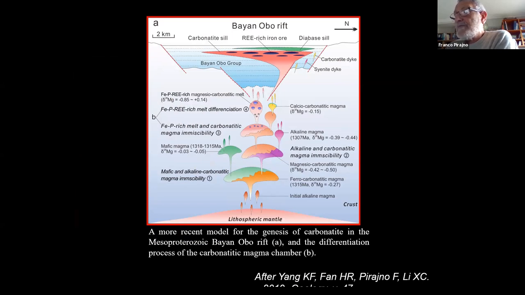You have a series of mafic alkaline carbonatitic intrusions that come all the way up, and eventually they find their way into the rift system, and this is where the final carbonatite, the Bayan Obo carbonatite, sits.